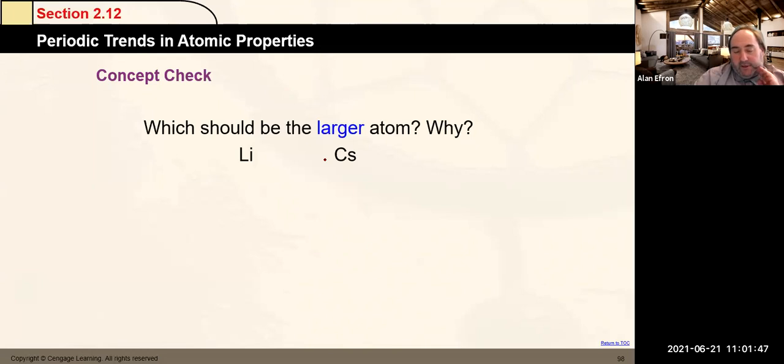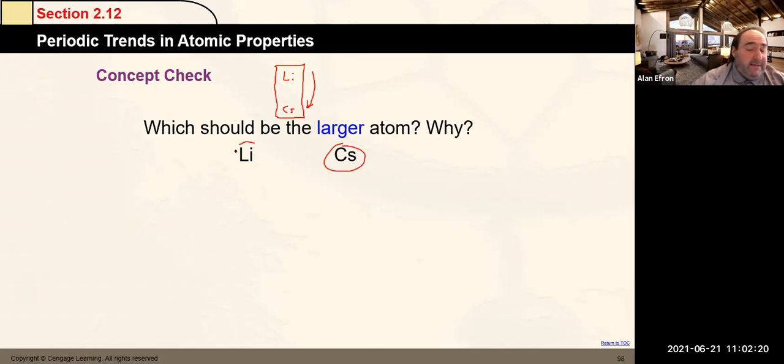Which one is a larger atom between lithium and cesium? Just location-wise on the periodic table, they are in the same group. Lithium is higher in the group than cesium. So for the same reason, we would expect the larger one to be cesium. Remember, size increases as we go down a group. Same idea.